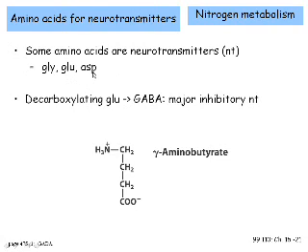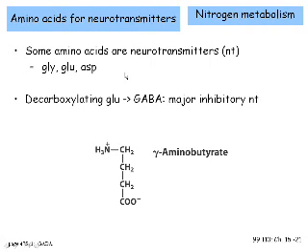There are some amino acids that are themselves neurotransmitters. They themselves actually act in the synaptic cleft to activate another neuron. So glycine, glutamate, and aspartate are all of them capable of triggering some, not all, neurons. And you have to have the right receptor, obviously, for it to act. So these amino acids are themselves neurotransmitters.